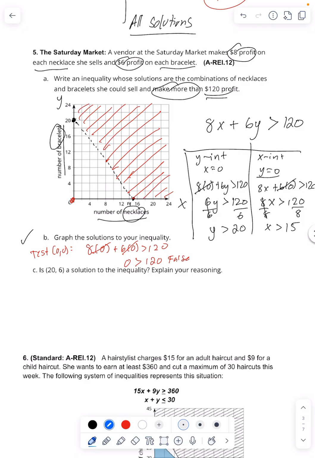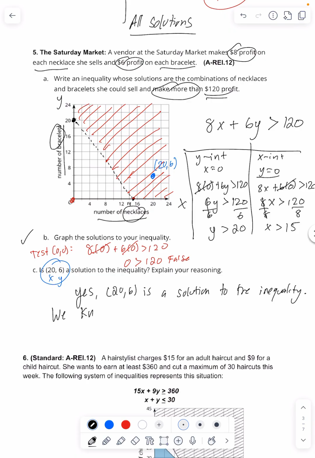And then they're asking us if 20, 26 is a potential solution. Well, where is that, right? If it's in the region, it will be a solution. If it's out of the region, then it will not be a solution. So in this case, the point x, y, 20 and then 26, is here, inside the region. So yes, in this case, 20, 26 is a solution to the inequality.